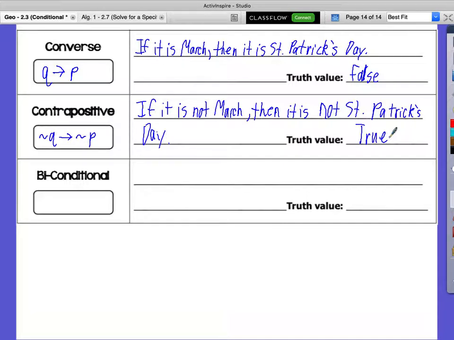So what was our biconditional? What were our symbols for biconditional? This one we did just a bit ago. P, an arrow going both ways, and then Q. And we read that as P if and only if Q. Yes, Nolan.